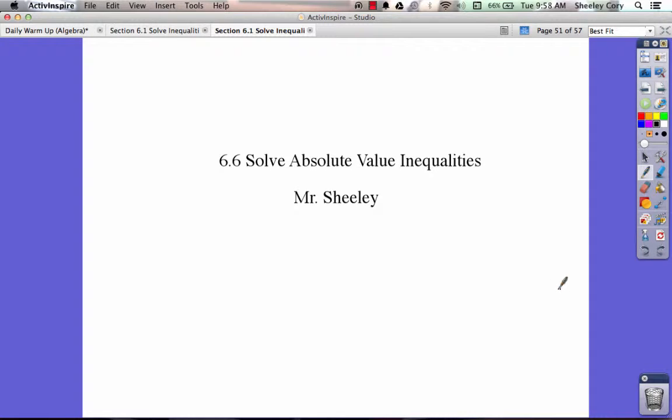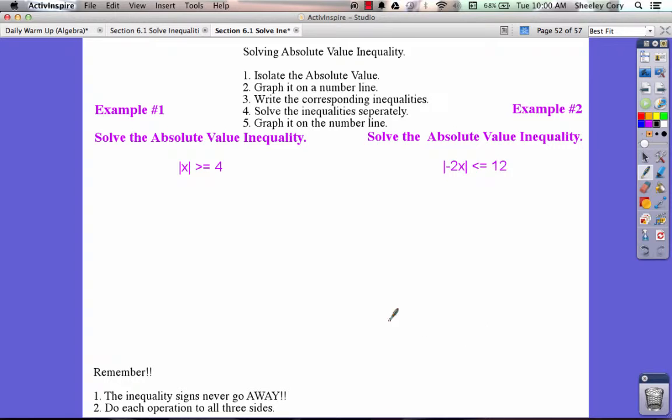Today's lesson is going to be over solving absolute value inequalities. Okay, when we talk about absolute value inequalities, what they're talking about is the distance you are from zero. And with inequalities now, they're telling you that you have to either be greater than this distance from zero or less than this distance from zero.